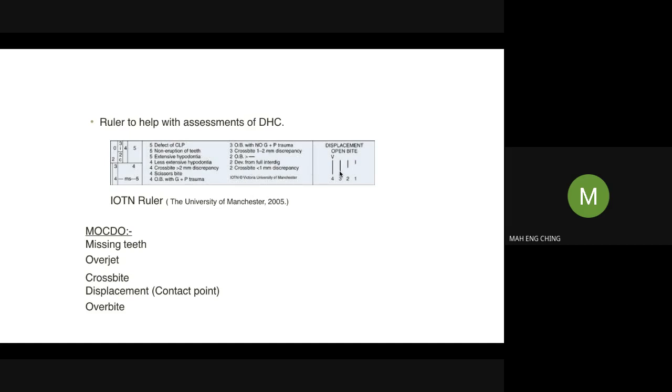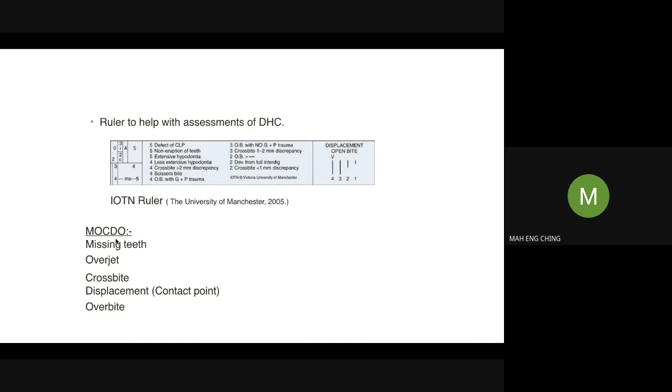Then this one is just displacement. Displacement means crowding. Then this one is measured contact point or open bite. So let's say this open bite, 1 to 2 gives you 2, then 2 to 4 gives you 3, and more than 4 is considered 4.